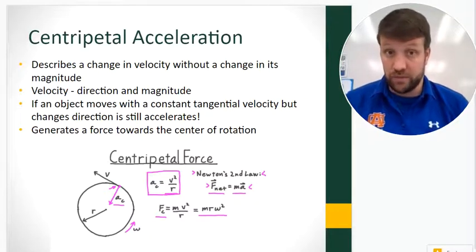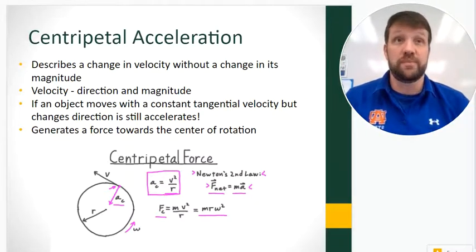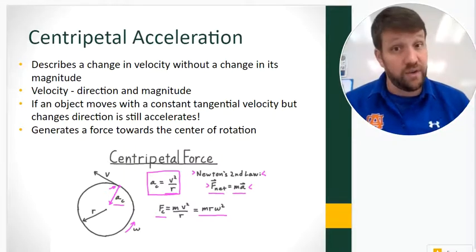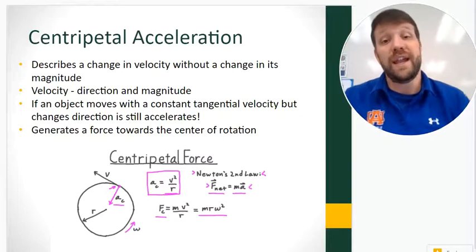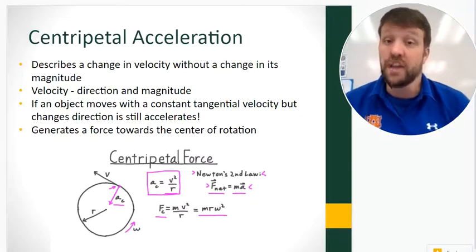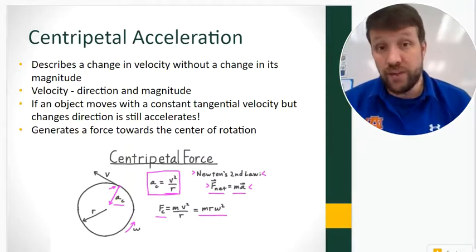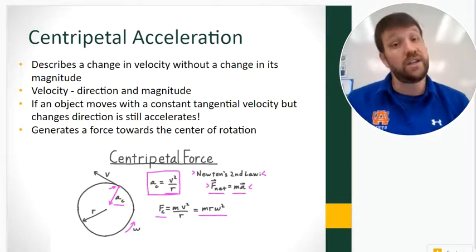That sounds weird, okay? So let's say you're traveling at 20 meters per second. If you travel in a straight line at 20 meters per second, you have no acceleration. But if you travel in a circle at 20 meters per second, you do have an acceleration because velocity is both magnitude and direction, and your direction is changing.